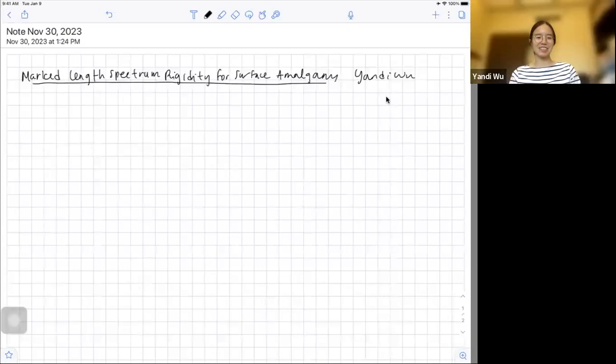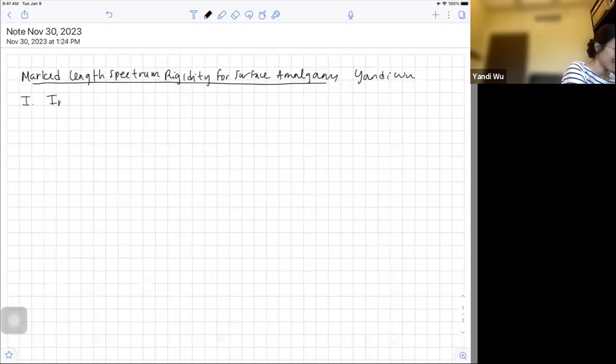Yeah, thank you so much, Michelle, for the introduction, and thanks for having me. So today I'm going to be talking about some marked length spectrum rigidity. If you have any questions, feel free to interrupt. I think even if I'm in the middle of a sentence, you can feel free to say something.